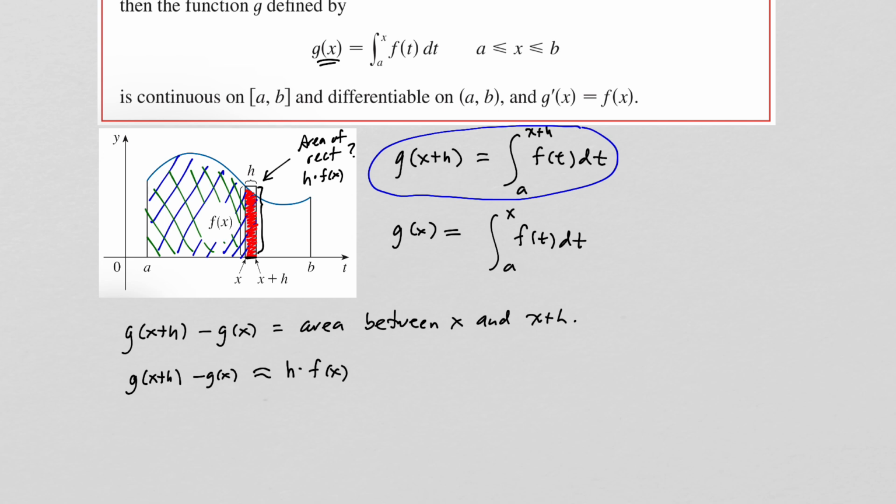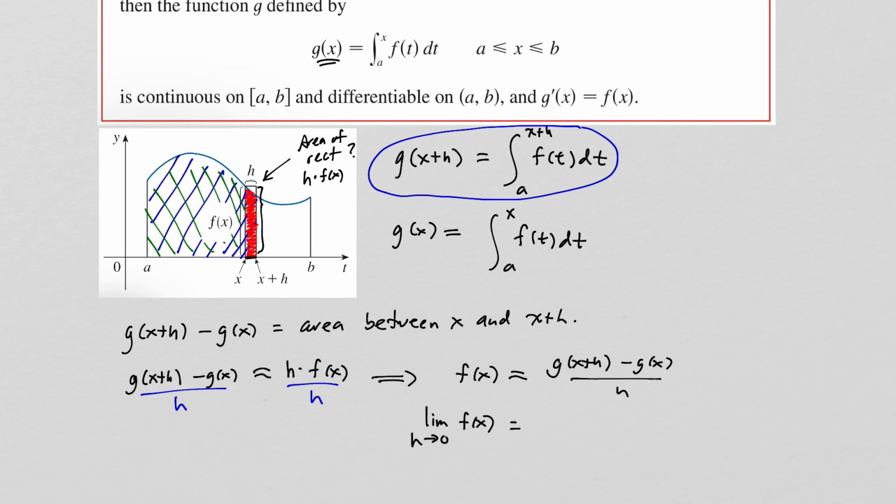Then I'm just going to divide both sides of this equation by h. And when I do that, I get f of x is approximately equal to g of x plus h minus g of x, divided by h. And then I'm simply going to take the limit as h goes to 0 of the left side of that equation, and that should be equal to the limit as h goes to 0 of the right-hand side of the equation.